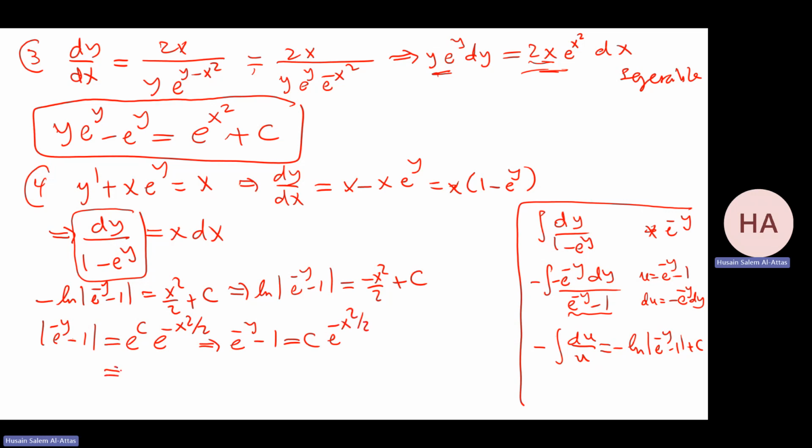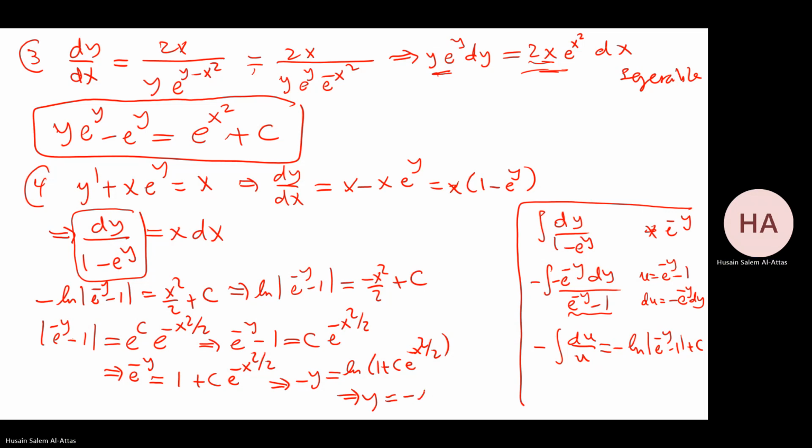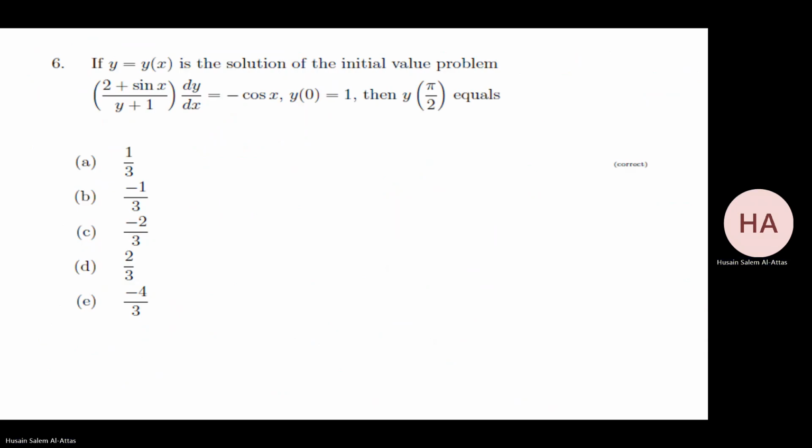In other words, I have e^(-y) equals 1 plus c e^(-x squared over 2). Take ln, so I have minus y equals ln of this. So y is minus ln of this. This is my solution. So there is a minus sign missing.